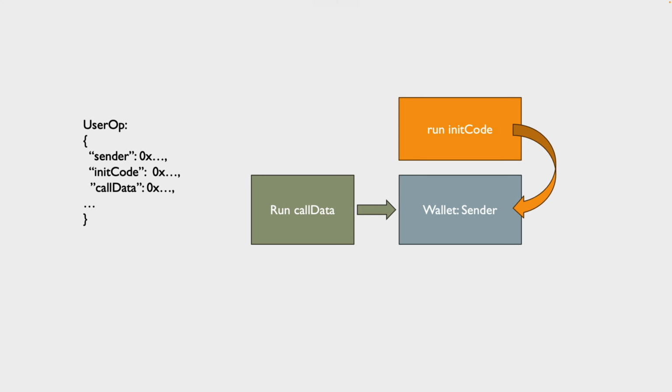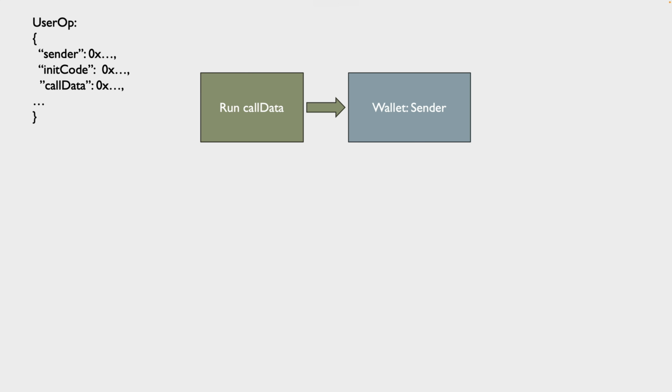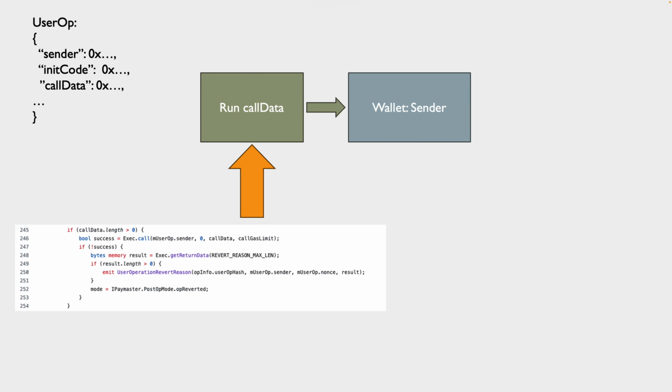All right, now we have the wallet. Now there is a wallet running on the specific address, which is the sender address. Then the entry point is trying to run the call data. The call data is using this exec library, but internally it's just doing a call on the sender address, giving it the call data and some gas limit, and setting the value to 0. So the entry point smart contract is not transferring any value to the wallet sender.